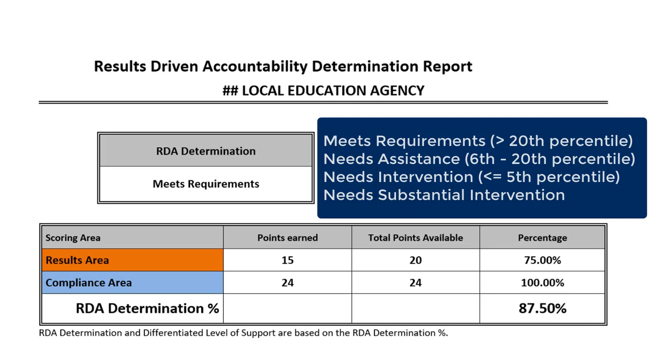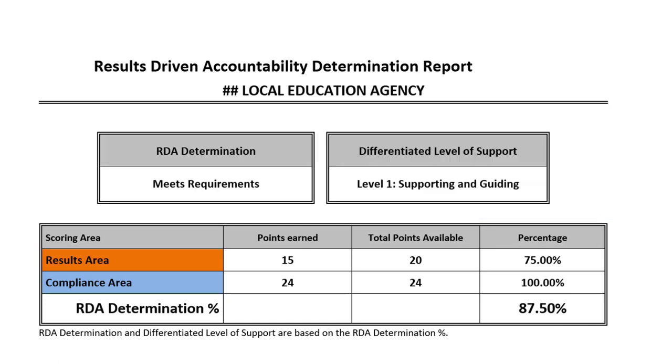An LEA is placed into needs assistance if their rank places them between the 6th and 20th percentiles. So 15% of LEAs will fall into needs assistance. And an LEA is placed into needs intervention if their percentile ranking is below the 6th percentile. This means that 5% of LEAs will fall into needs intervention. The RDA determination of needs substantial intervention is made on a case-by-case basis.